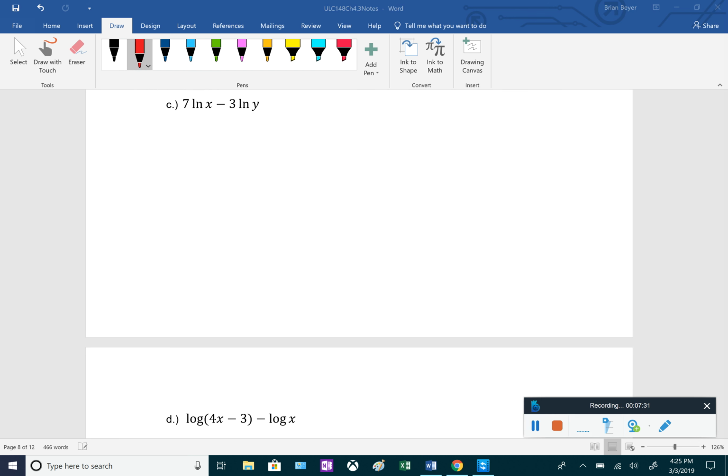7 ln x minus 3 ln y. So this one we need the power rule first. So we need coefficients of 1. So it's going to be ln of x to the 7th minus ln of y to the 3rd. And since they're being subtracted, it's going to be the quotient rule. So it's going to be the ln of x to the 7th. That one's in the numerator because it was positive out front. And then the y cubed is in the denominator because it was negative out front.